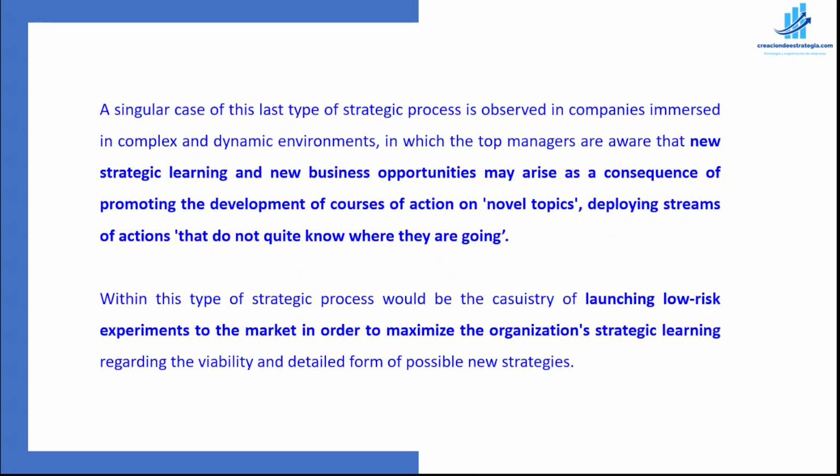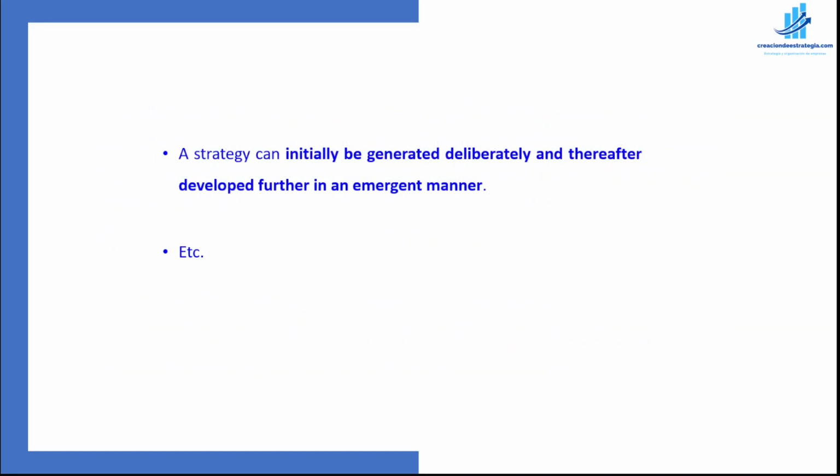A singular case of this last type of strategic process is observed in companies immersed in complex and dynamic environments, in which the top managers are aware that new strategic learning and new business opportunities may arise as a consequence of promoting the development of courses of action on novel topics, deploying streams of actions that do not quite know where they are going. Within this type of strategic process would be the casuistry of launching low-risk experiments to the market in order to maximize the organization's strategic learning regarding the viability and detailed form of possible new strategies. Or a strategy can initially be generated deliberately and thereafter developed further in an emergent manner, etc.